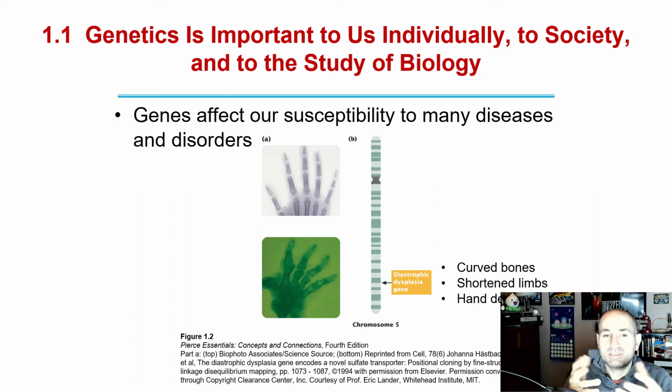So again, when you have a genetic disorder, this means that the wild type, the normal gene, has been mutated, and that mutation in some way affects the phenotype, meaning the protein and the function of that protein. So hopefully this makes sense as to why these genes are so important. Another reason genes are important is in agriculture.